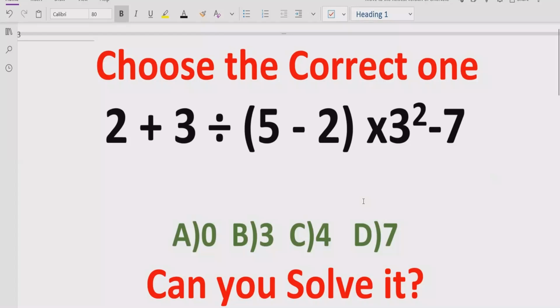Today we will solve another quiz which is related to arithmetic expression. The quiz contains the basic operations: plus, minus, multiplication and division. So we have to solve this quiz using the PEMDAS and BODMAS method and find out the correct answer. In the answer list we have four answers. A is 0, B is 3, C is 4 and D is 7. So let's see after solving it, which answer is correct.